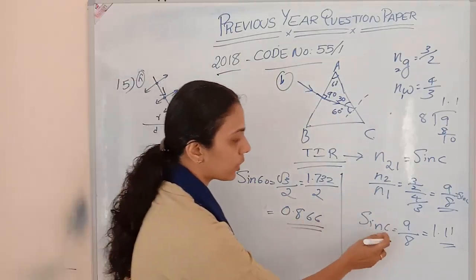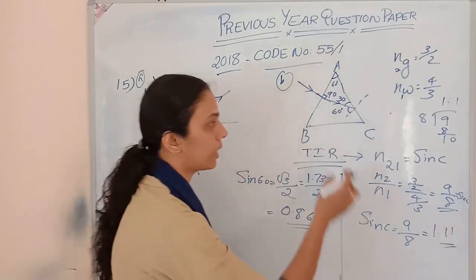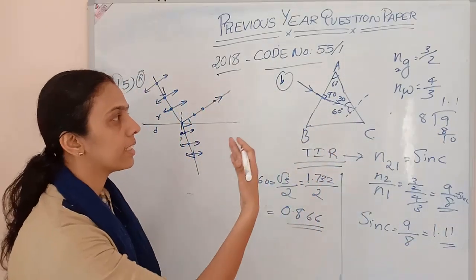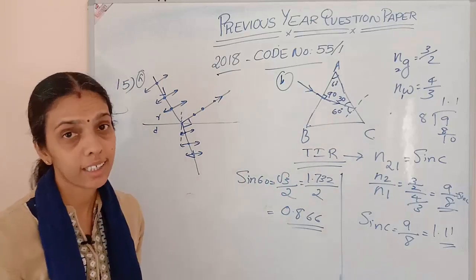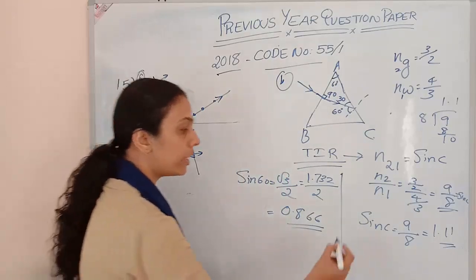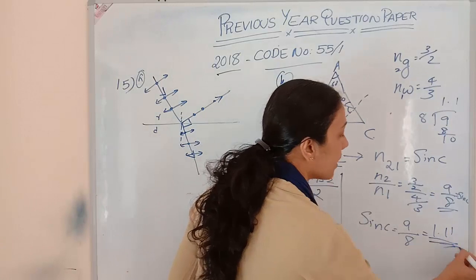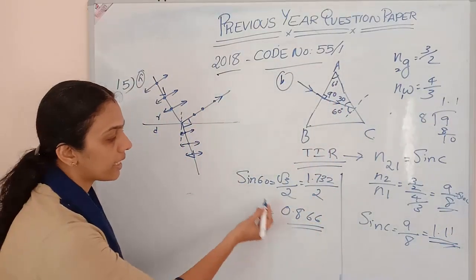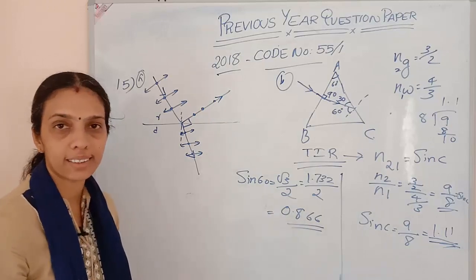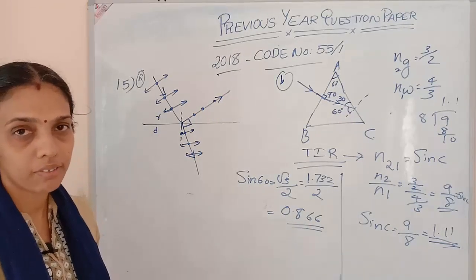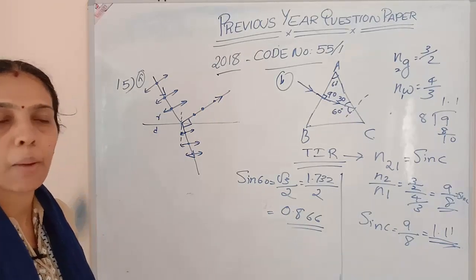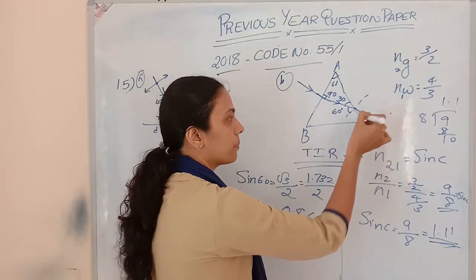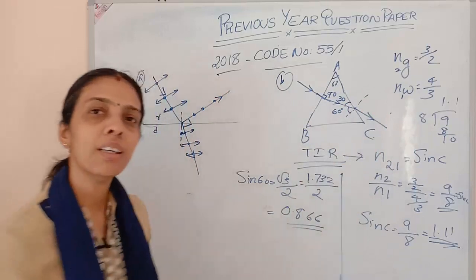But here we should get sin C as 1.11. Total internal reflection will happen only if sin C is 1.111 or greater than that. Here we are getting sin 60 as 0.866. So will total internal reflection happen? No, total internal reflection won't happen. It will come out, away from the normal.